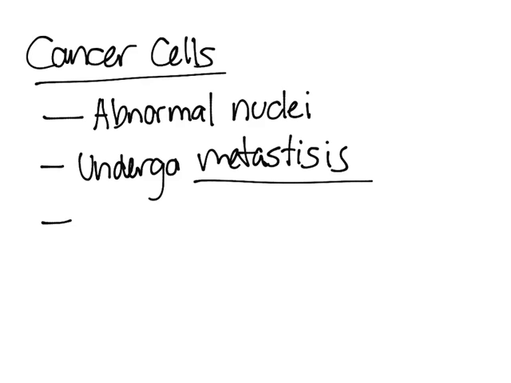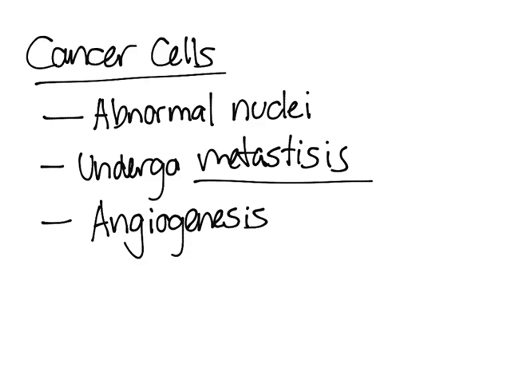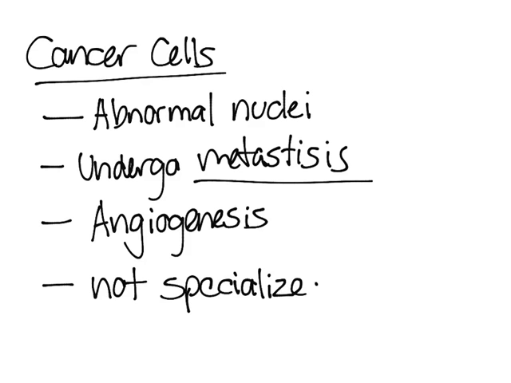Cancer cells also undergo angiogenesis, which is the growth of blood vessels. Cancer cells need a lot more nutrients, so they can give out chemical signals to have blood vessels grow towards them to provide them with nutrients. So angiogenesis is formation of new blood vessels. And cancer cells are not specialized, and they do not contribute to homeostasis.